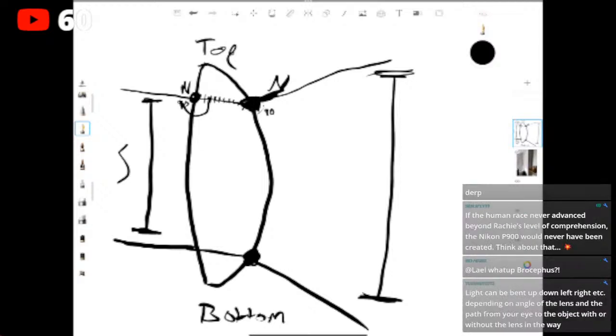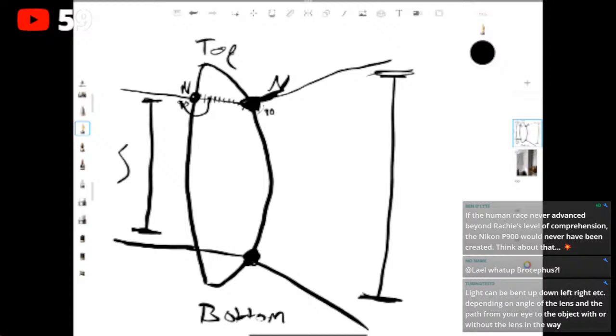But I still don't understand how that's got to do with refraction and making things higher or lower. All you're doing is showing me a magnifying glass, which apparently makes things bigger. Okay, I agree with that. Magnifying glass makes things bigger. Yeah, I agree. What's that got to do with refraction and making things higher and lower?